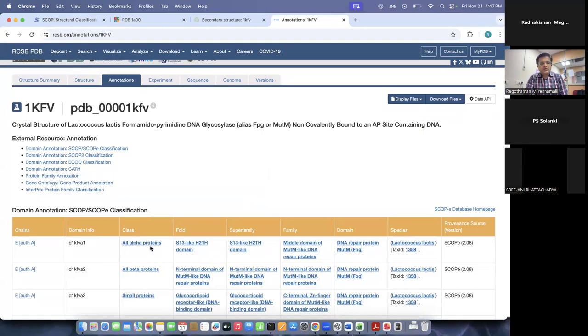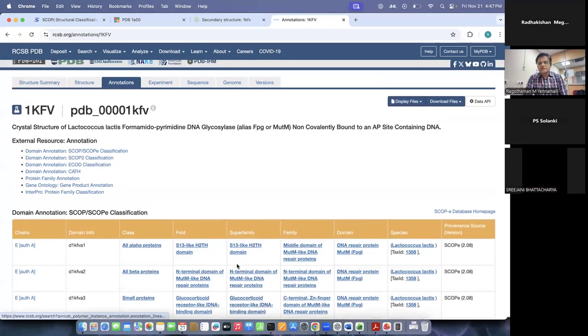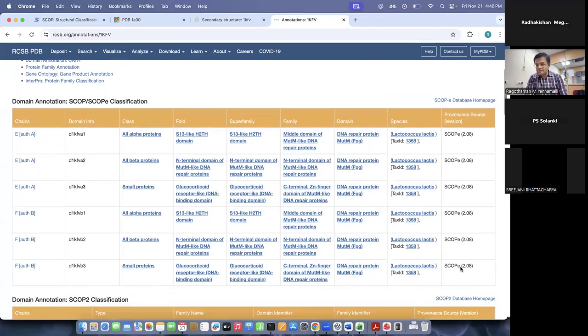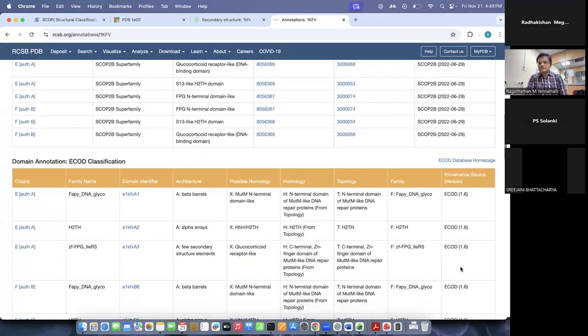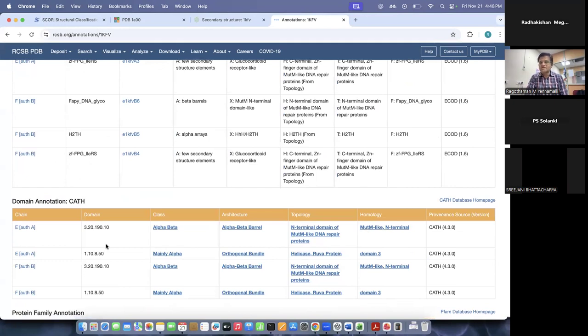So here you have all alpha protein, all beta protein, small protein, and then you have class, fold, superfamily, family, domain, species, and so on. So this is as per SCOP, and then you will have as per CATH as well here. You can see CATH classification, class, architecture, topology, homology.